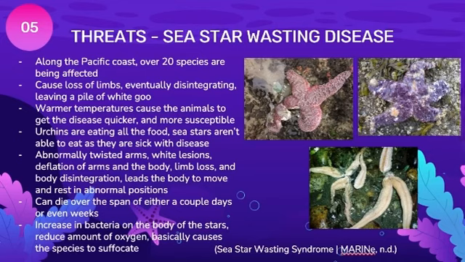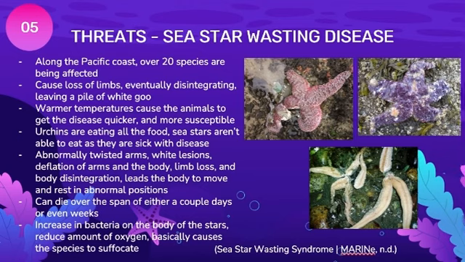Some threats. Sadly, like almost every other creature on this planet, sea stars do have threats. The water temperature has been changing, causing a decrease in mussel rates, which is the sea star's main source of food. The decrease in abundance of mussels isn't the only threat towards sea stars. There's also been an outbreak of a disease along the Pacific coast that has been affecting over 20 species. This is called the sea star wasting disease. This disease causes the loss of limbs which eventually disintegrate, leaving just a pile of white goo. The warmer temperatures cause the animals to get the disease quicker and become more susceptible to even worse conditions.